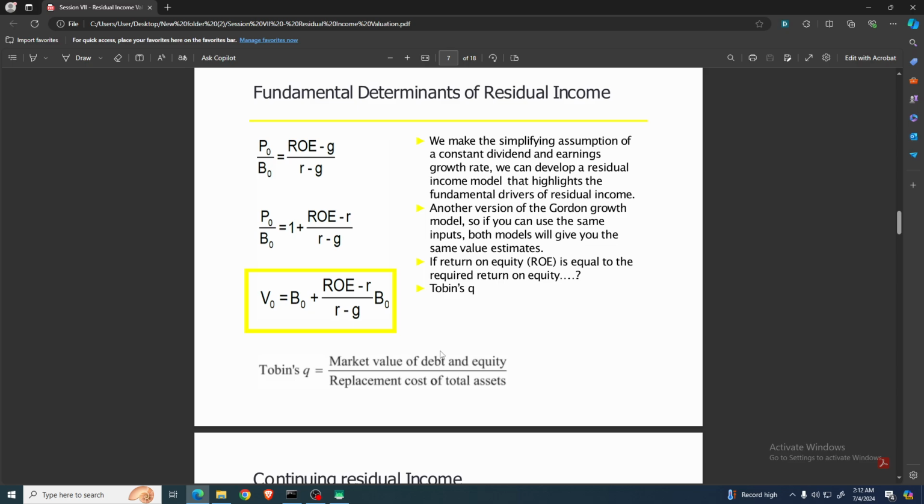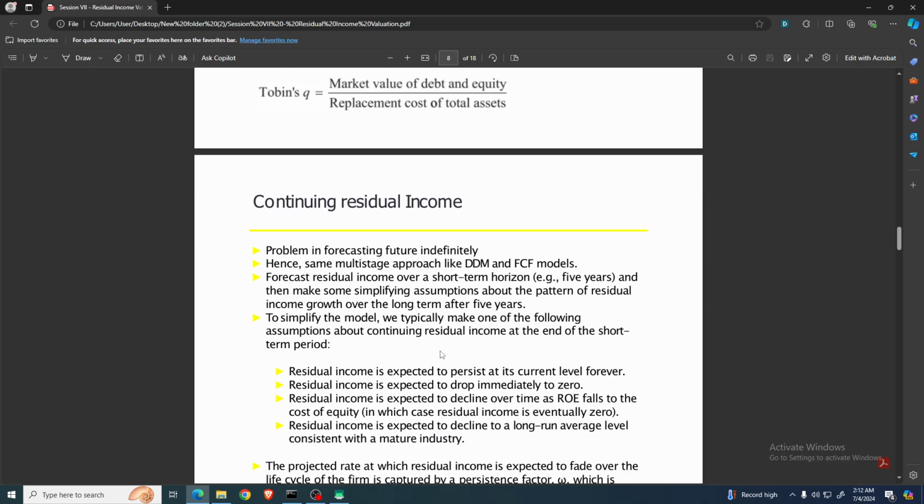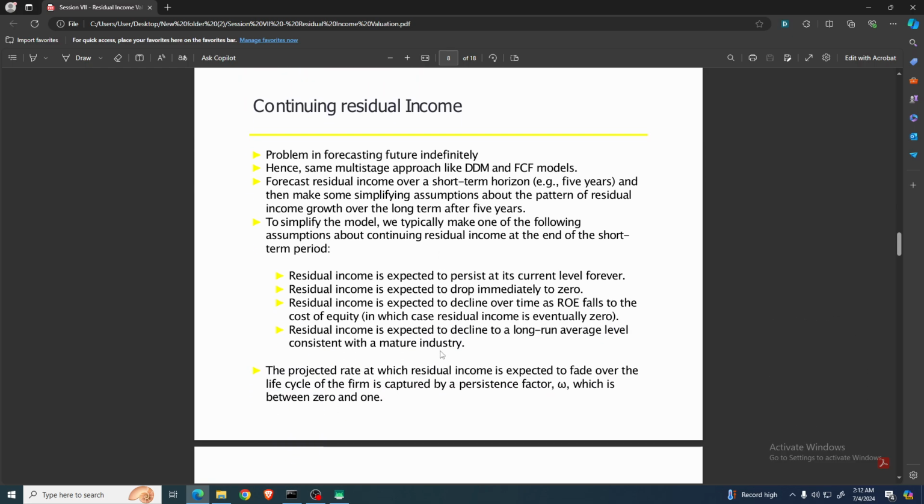And then we are going to consider some of the assumptions which are used in these models and how to simplify them in order to apply them to more practical scenarios. We are starting with constant dividend and earnings growth rate. By assuming a constant growth rate for dividends and earnings, we simplify the calculation of residual income. This assumption allows us to use models that highlight the fundamental drivers of the residual income, which is the growth rate. Here we are assuming that the constant growth rate is applied for both dividends and earnings.